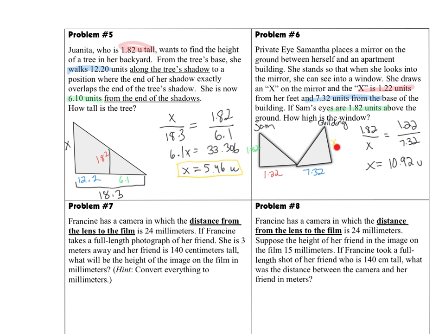That's our x. And so we now have enough to set up our proportion that we're going to have 1.82 to our unknown height of the building, x, and that will equal 1.22 to 7.32. And so this is just a cross multiply and divide, and we get 10.92 units for the height of the building.